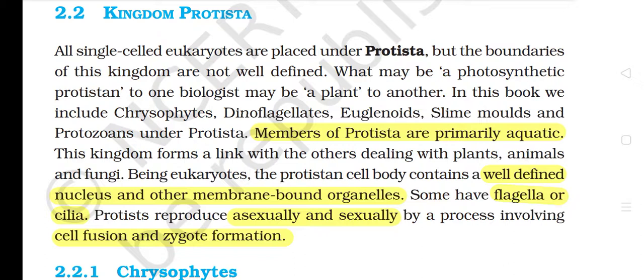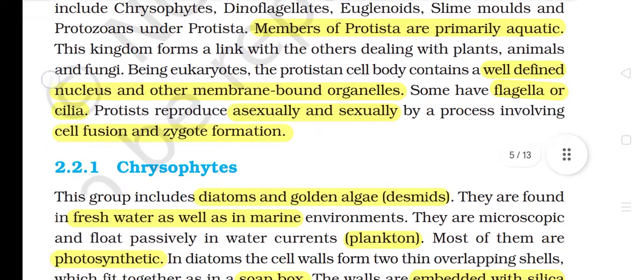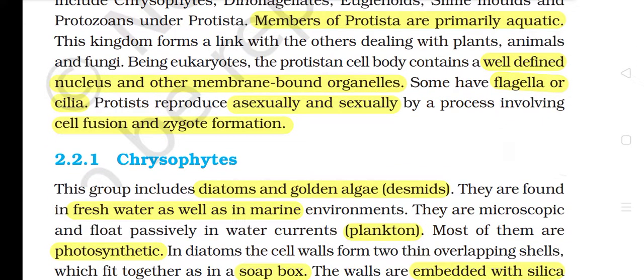Being eukaryotes, the protist cell body contains a well-defined nucleus and other membrane-bound organelles. Some have flagella or cilia. Protists reproduce asexually and sexually by a process involving cell fusion and zygote formation.